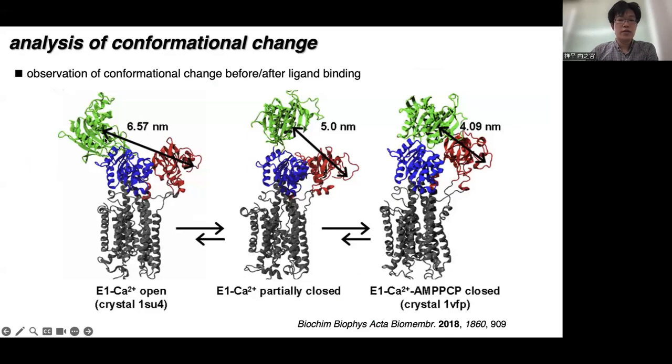So this technology provides, for example, conformational change of protein before and after ligand binding. So for example, this is the open structure of this protein. The distance of two domains is 6.57 nanometer. And after binding with the calcium ion, the distance changed to 4.09 nanometer. This may be the very small structural change, but this is quite important for the function of protein. So we can understand how protein function is based on the structural change using this technique.